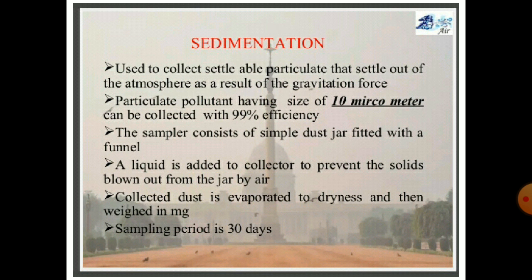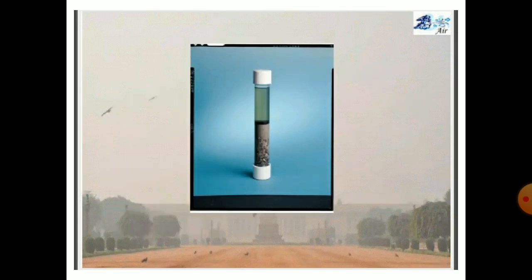Next is sedimentation, used to collect settleable particulates that settle out of the atmosphere as a result of gravitational force. Particulate pollutants having a size of 10 micrometers can be collected with 99% efficiency. The sampler consists of a simple dust jar fitted with a funnel. A liquid is added to the collector to prevent the solids from being blown out of the jar by air. Collected dust is evaporated to dryness and then weighed in milligrams. The sampling period is up to 30 days. So this is the actual result of sedimentation.